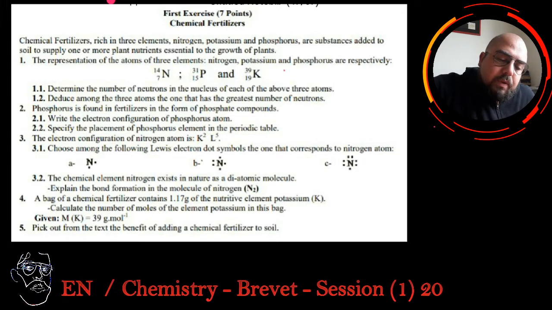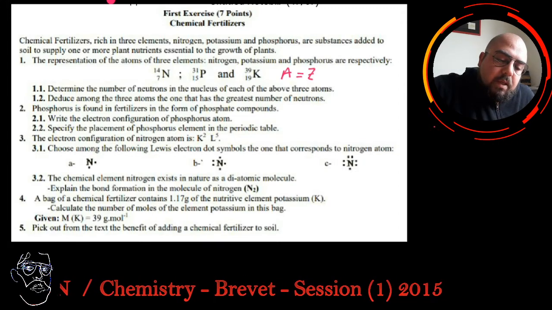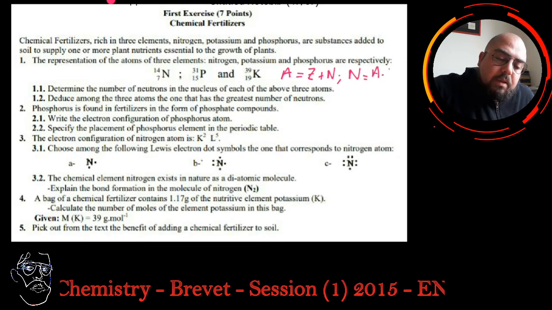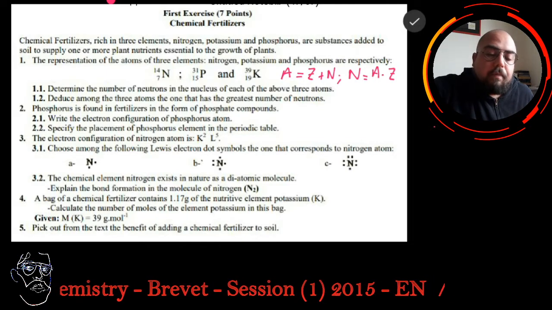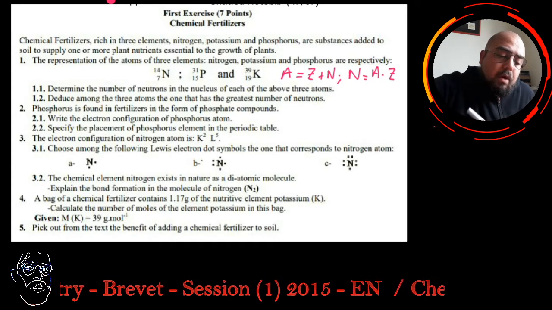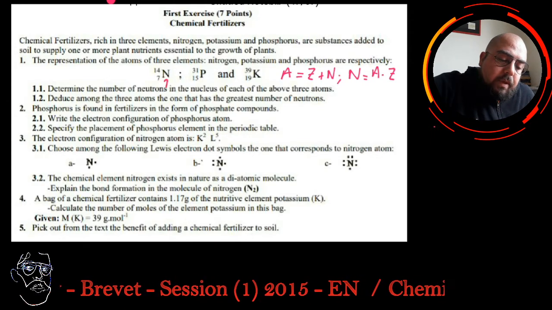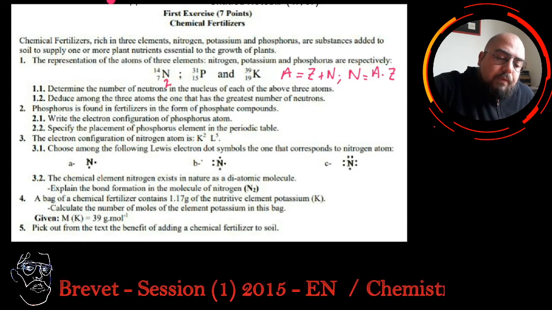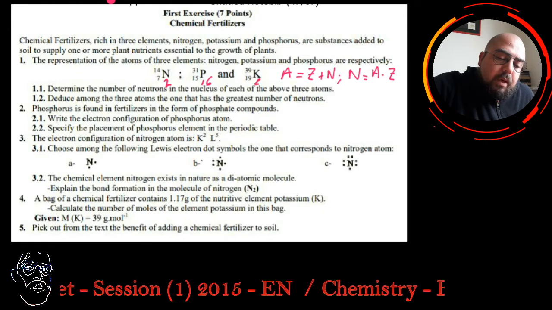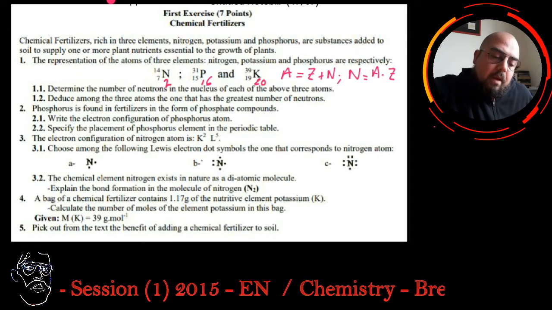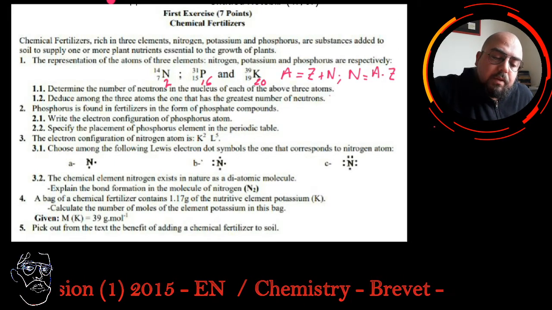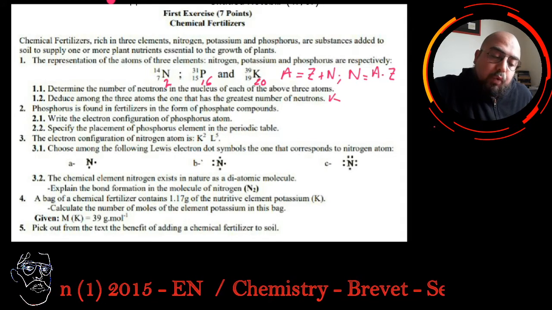So you need to use this formula, A is equal to Z plus N, and in order to find out the number of neutrons, N is equal to A minus Z. You already have A, the mass number, and you have Z, the atomic number. So for nitrogen, it will be 14 minus 7, 7. For phosphorus, it will be 31 minus 15, it will be 16. And potassium will be 39 minus 19, 20. Deduce among the three atoms the one that has the greatest number of neutrons. It will be potassium, since you have 20.